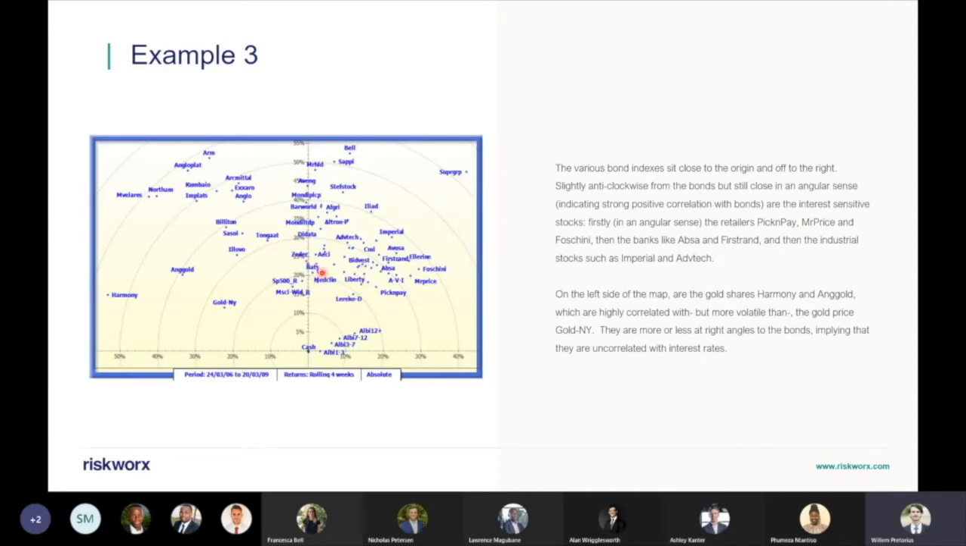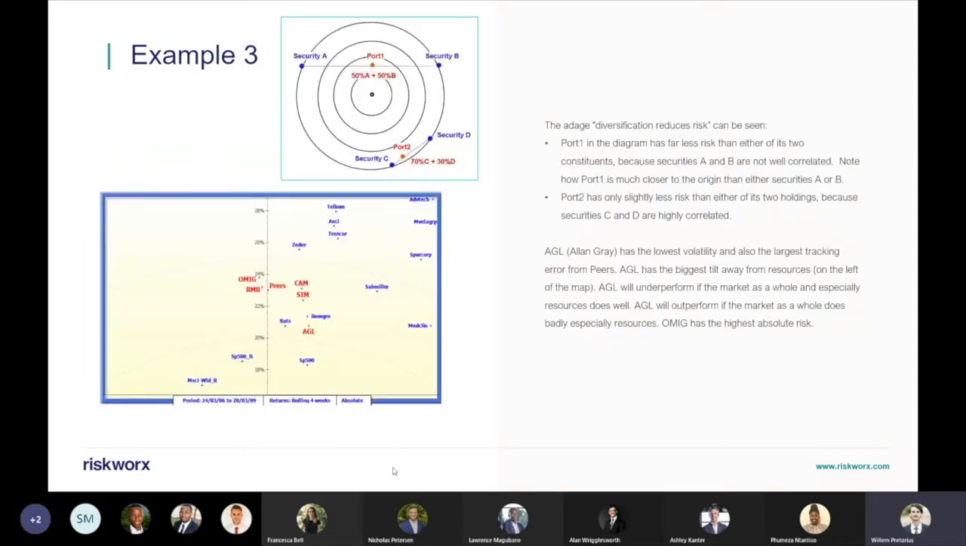So firstly, in an angular sense, the retailers Pick n Pay, Mr Price, and Foschini, and then the banks like ABSA and FirstRand, and then industrial stocks such as Imperial and Advtech. So on the left side of the map are the gold shares, Harmony Gold and Anglo Gold, which are highly correlated with, but more volatile than the gold price, gold NY. So they are more or less at right angles to the bonds, implying that they are uncorrelated with interest rates.